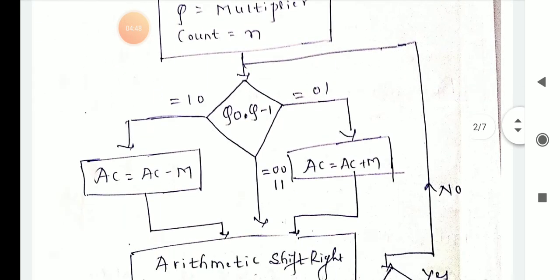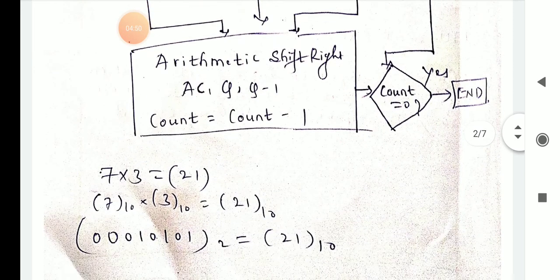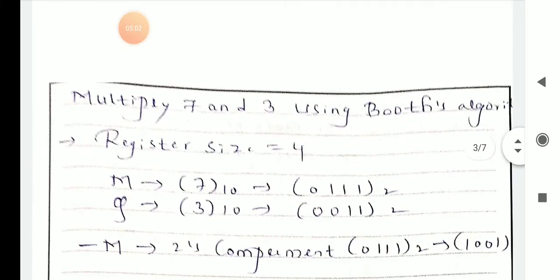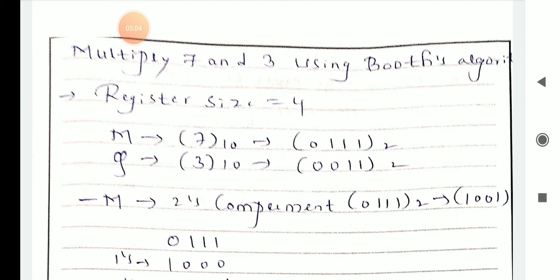So next we will take two signed binary numbers, and you have to perform some multiplication, 7 and 3. So 7 into 3, 21. So that is in the form of what? Decimal. You have to convert it into binary first. Okay, so let's consider one example: multiply 7 and 3 using Booth's algorithm.